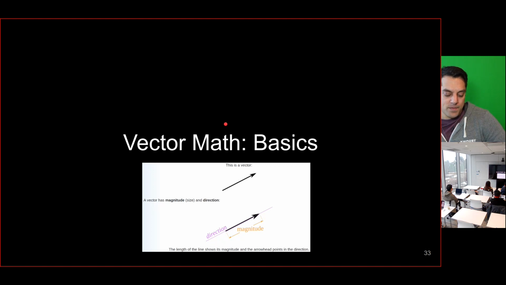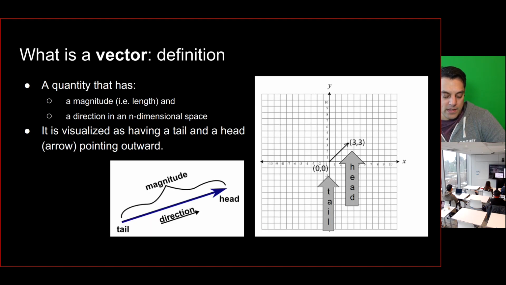All right. So with that in mind, let's talk about one of our key data structures that I mentioned, vector. And what is a vector? Well, the definition here, it's a quantity that has a magnitude and a direction.